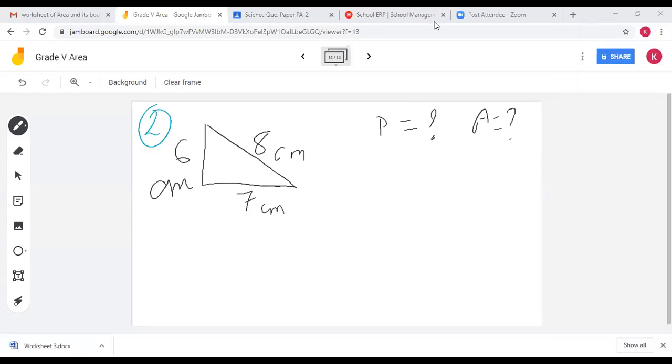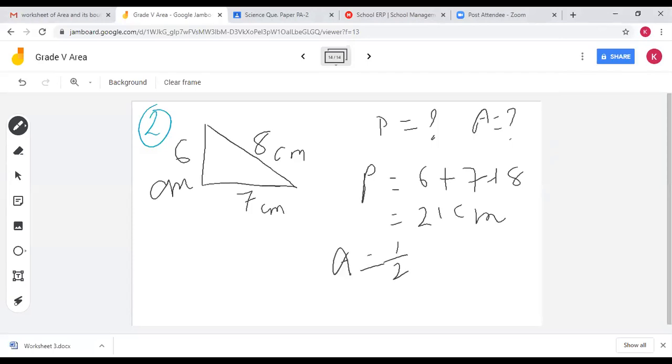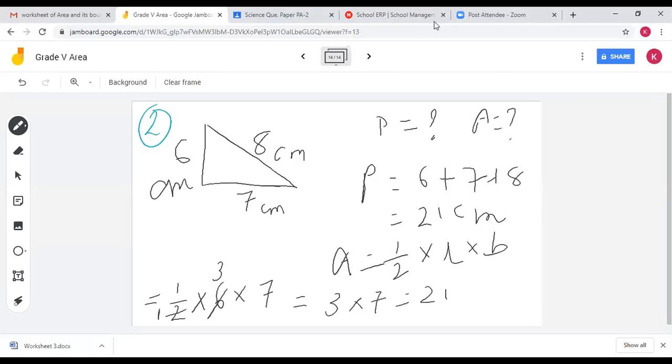So perimeter is nothing but 6 plus 7 plus 8 is equal to 21 centimeter. Area is equal to half into L into B, which is half, Length क्या है? 6. Breadth क्या है? 7. 2 1s are 2. 2 3s are 6. Just like fractions. So 3 7s are 21 square centimeter. Okay, Dhruvika, that is your question. This is the length, this is the breadth, or I can call this length, this breadth. That's not going to be an issue.